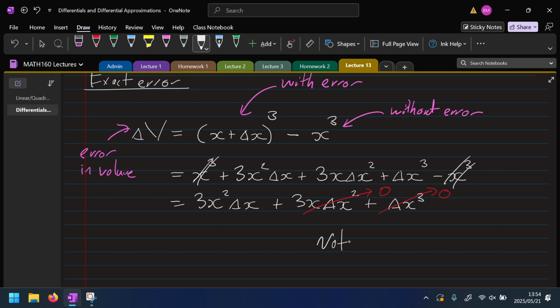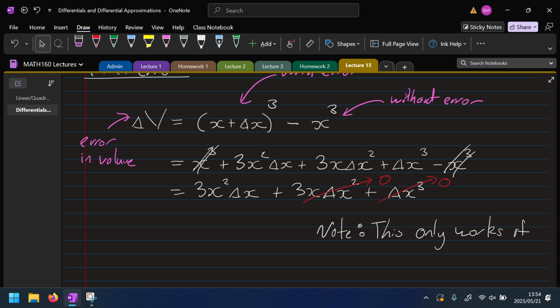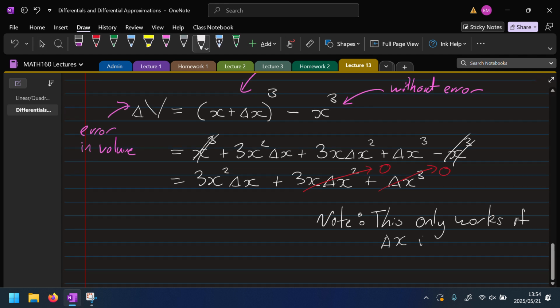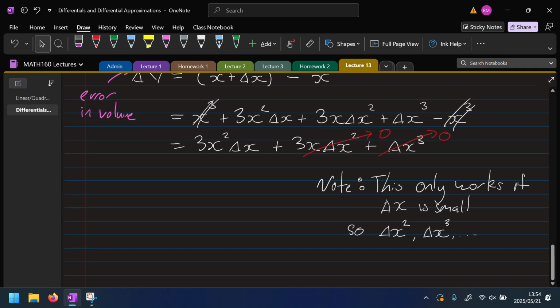So note, this only works if delta x is small. So delta x squared, delta x cubed, and so on, all of those can then be ignored. So it only works if delta x is small, which it will be. For all of these examples, delta x will be small.